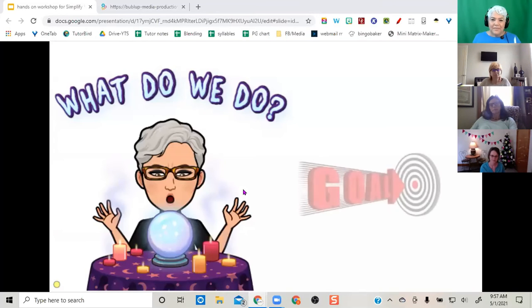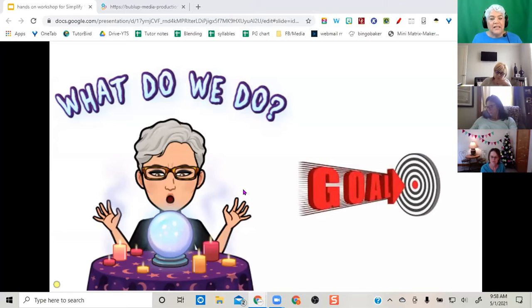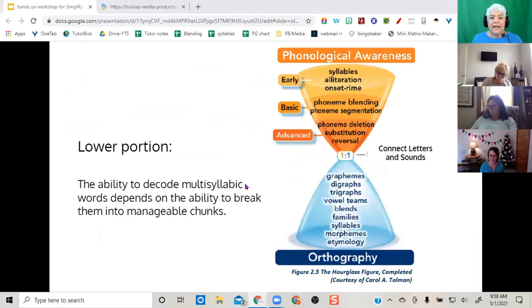What do we do? Keep our eye on the goal. Can we read the word? Can we read it? If our students can read the word, does it matter how they syllabicate it? Do they have to know this is a closed syllable? This is an open syllable. This is a silent E syllable. Can they read the word? Okay. And spelling is tricky. Let's just accept that spelling is tricky and go on.